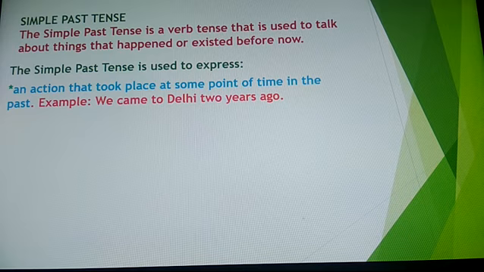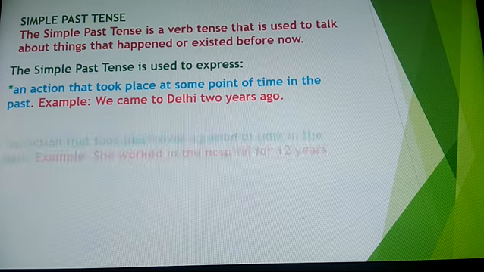Simple past tense is used to express an action that took place at some point of time in the past. Example, we came to Delhi 2 years ago. So this is the point of time, right? How many years? 2 years ago, okay? So we is the subject here, the pronoun. And came is the verb. The verb is in past tense, came. Come is present, came is past tense.